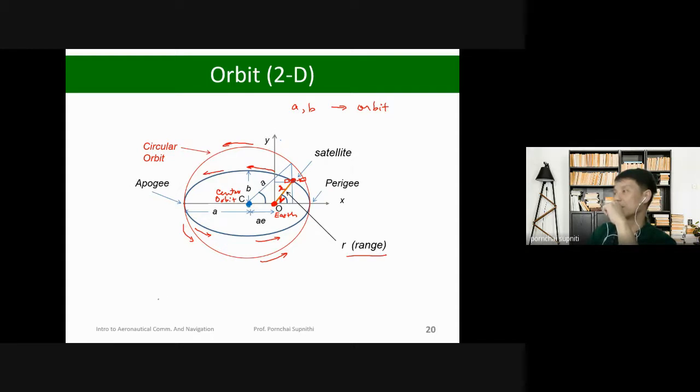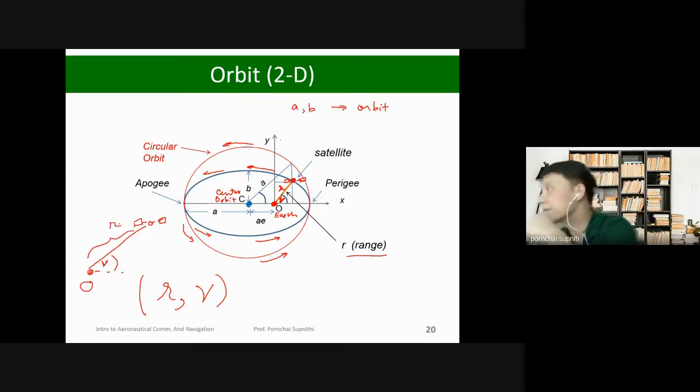So in the 2D coordinate, we need U and V to tell where it is. So this is Earth, O, and then the satellite, and this is R.